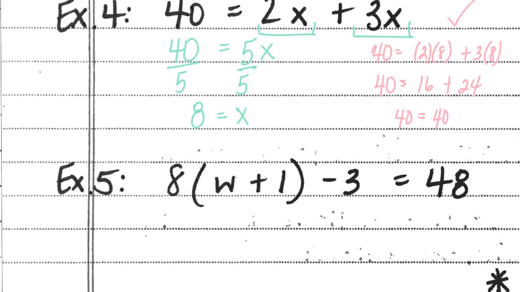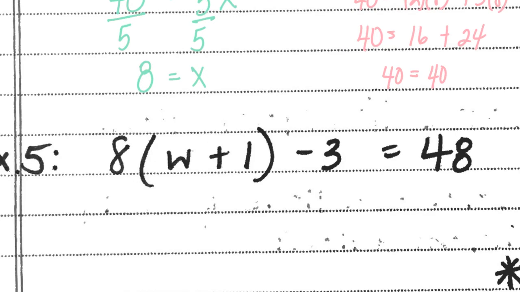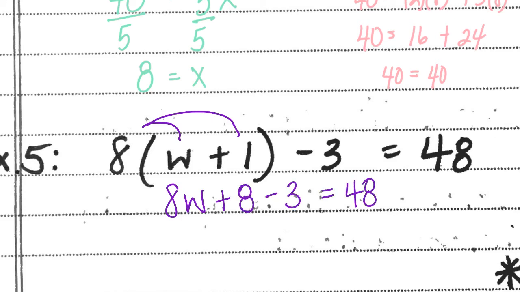All right, last one. We'll do that challenge in class. Where would you begin on this? I would begin with distribution. 8w plus 8 minus 3 equals 48. From here, I'd probably add like terms. 8w plus 5 equals 48.